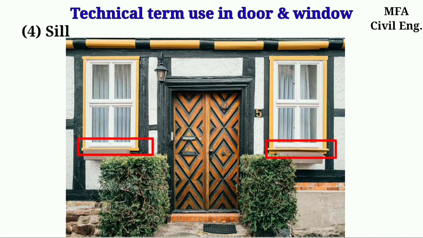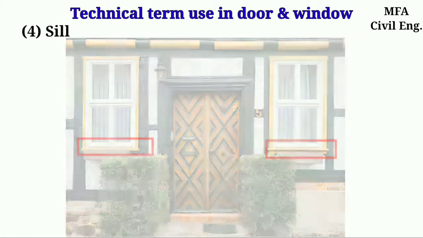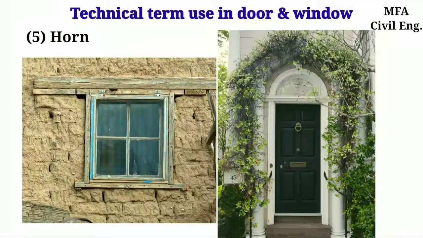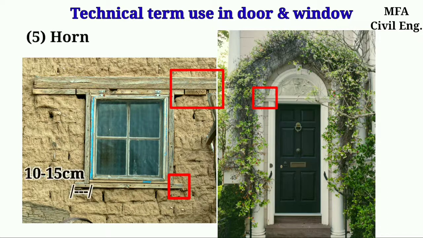Sill is the lowermost or the bottom horizontal part of a window frame. It is generally not provided in a door frame. If sill is provided in a door frame, it forms obstacle while entering or exiting to the room. Horn are the horizontal projection of the head and the sill of the frame to facilitate the fixing of the frame on the wall opening. The length of the horn is kept about 10 to 15 cm.